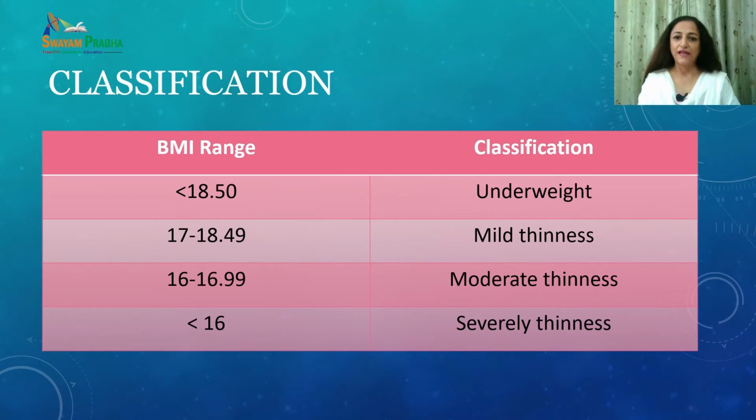So we can classify the underweight according to the recorded BMI of a person. According to the World Health Organization, if the BMI is less than 18.5, we will classify that person as underweight. When it is ranging between 17 to 18.49, we call that person mild thinness. If it is still lower, between 16 to 16.99, we call that person moderate thin. And when it is less than 16, we call it severe thinness.